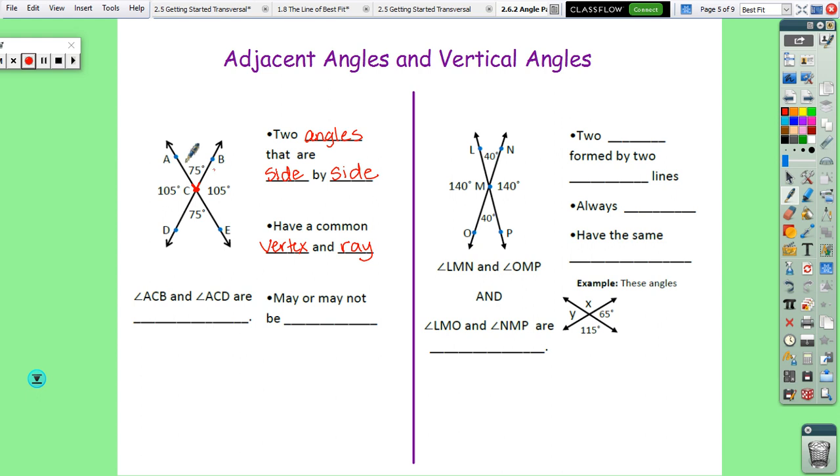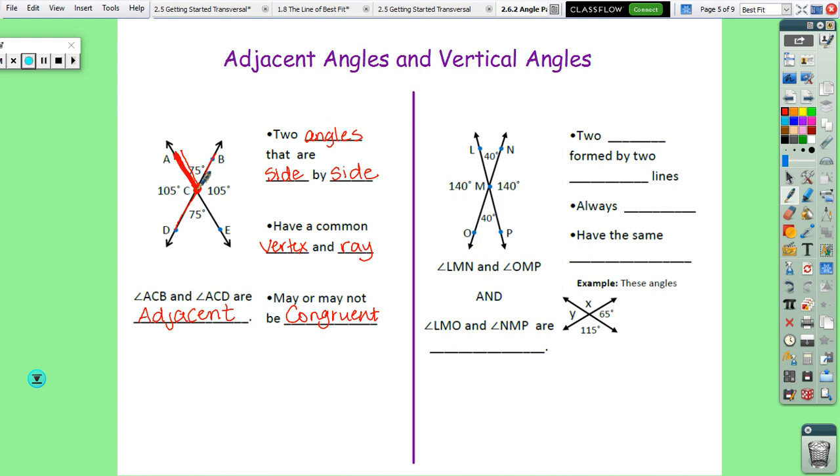So if we look up here, we have angle ACB and ACD. So these two angles here are adjacent angles because their vertex is at C and they both share the ray CA. They may or may not be congruent. So just because they're adjacent does not mean that they have to be the same. It doesn't mean that they have to be different. So angle ACB and ACD are adjacent. They're neighbors. They could knock on a door or a wall in between their two houses or apartment buildings.